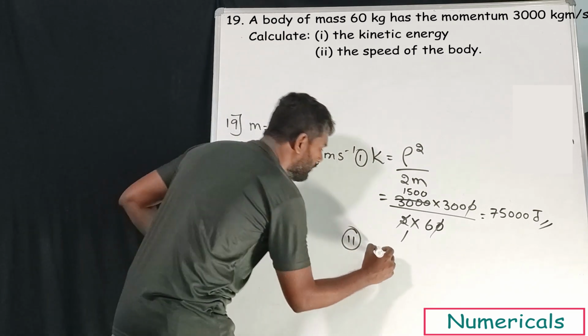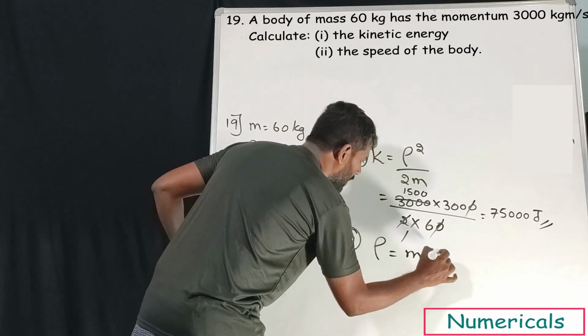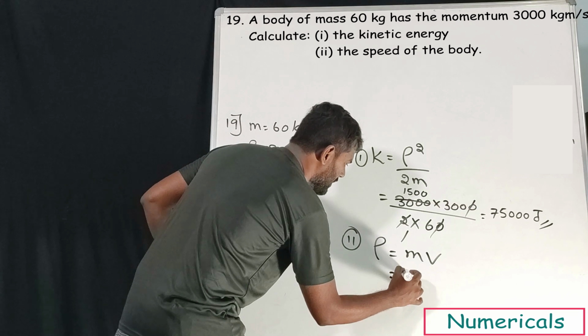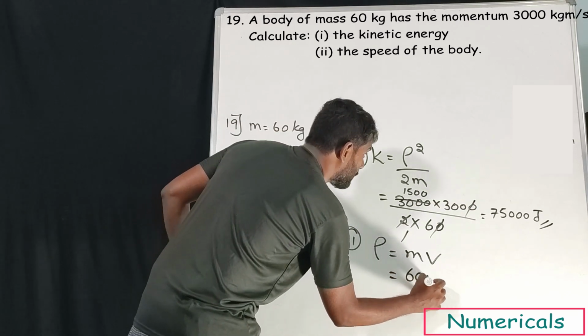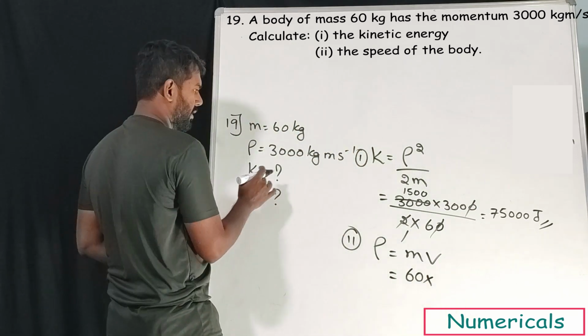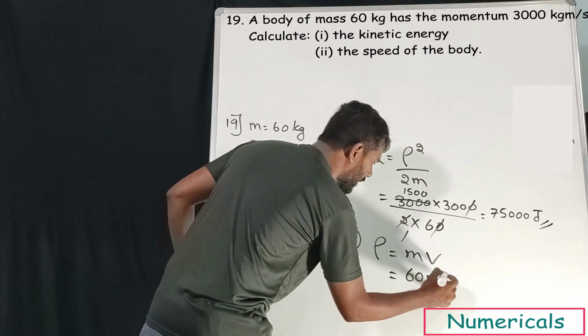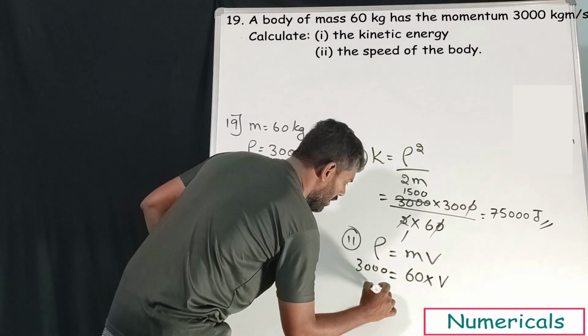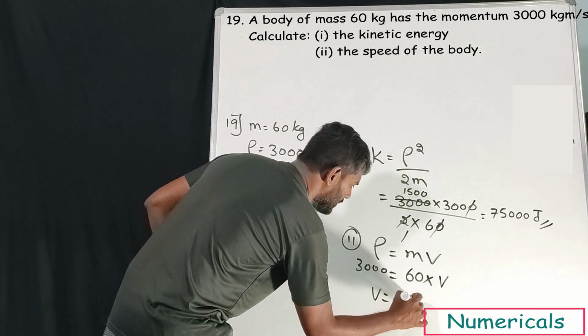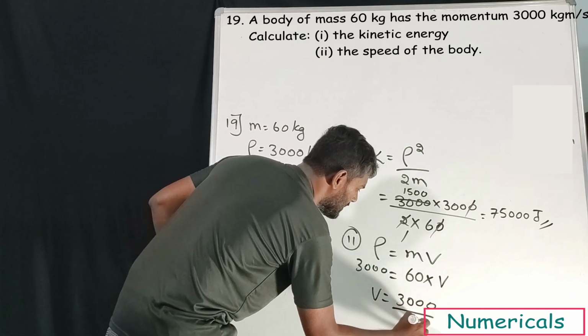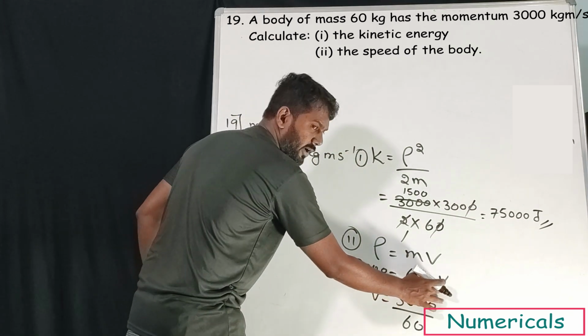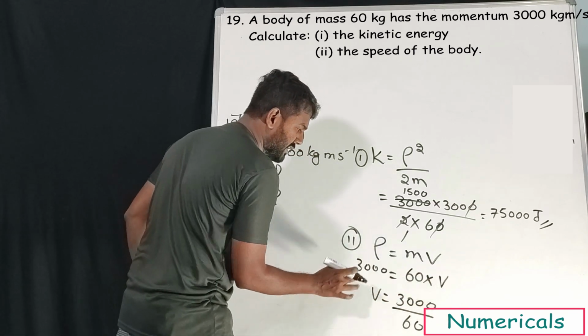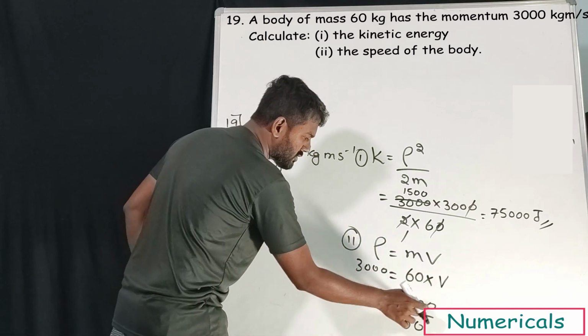Okay, what is the momentum formula? Momentum is equal to mass into velocity. So mass, that is 60. Velocity we have to find. Momentum they have given as 3000. So v is equal to 3000 divided by 60. Correct. So if we want to find the value of v, you send this 60 this side, this will become 3000 by 60.